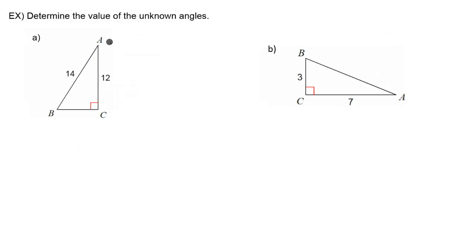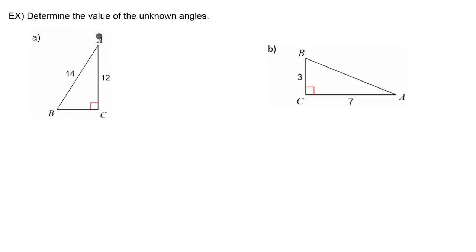Okay, on to this example. It's just like the other ones, but we don't have theta. We're not given that, but we do need to know all the missing angles. So in this situation, we don't have angle A. We've got to figure out what that is, and we don't have angle B. We have to figure out what that is.